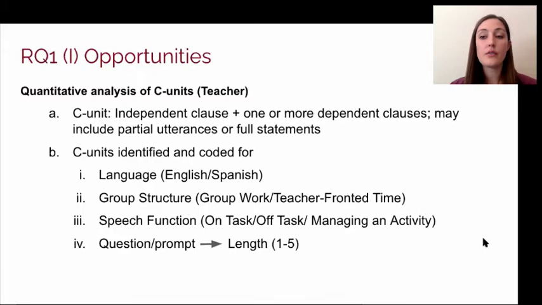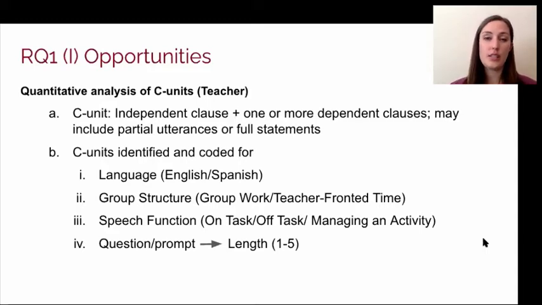So the analysis for the first question has 2 parts to it. The analysis of the opportunities that the teacher is offering to the students for Spanish use, and then the students' uptake of these opportunities. To analyze the teacher's speech, I identified each of the C units that she used in these 5 class periods.